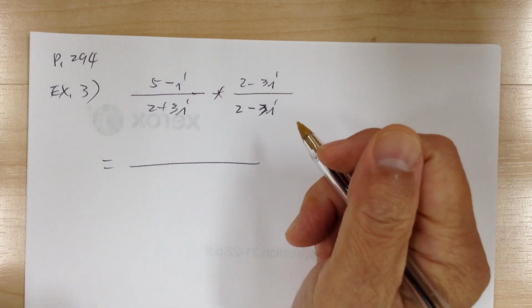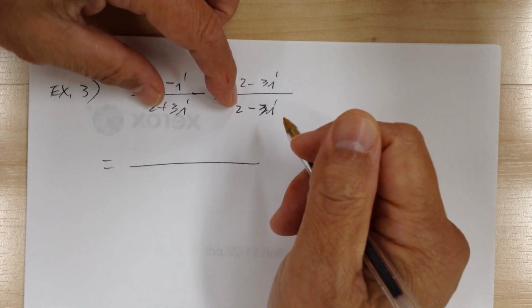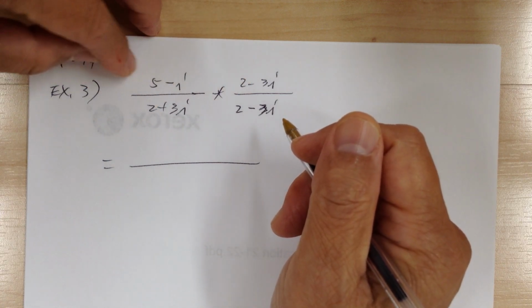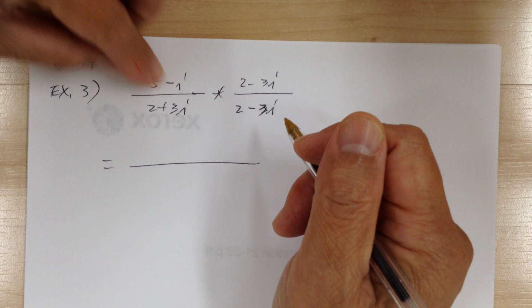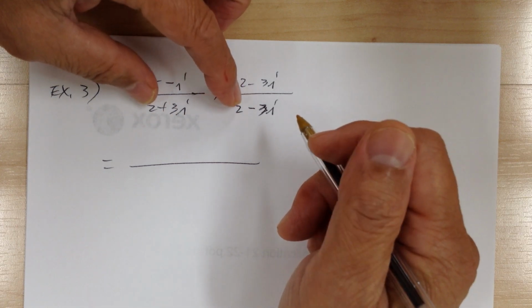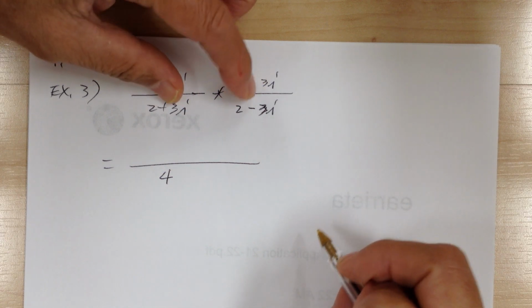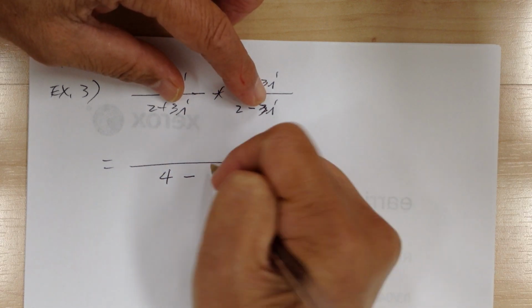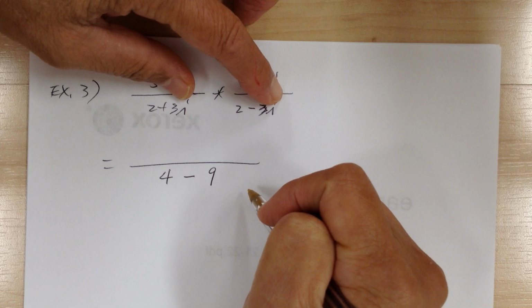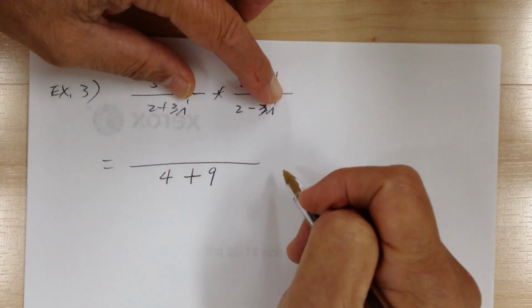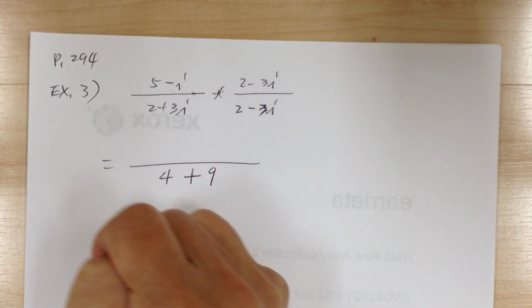Now let's go. You always multiply the bottom first before the top, because sometimes you can cancel with the top. So let's multiply. This will give me a 4, since 2 times 2 is 4. Plus times minus is minus, 3 times 3 is 9, and i times i is negative 1, so it becomes plus. And so this will equal 13.